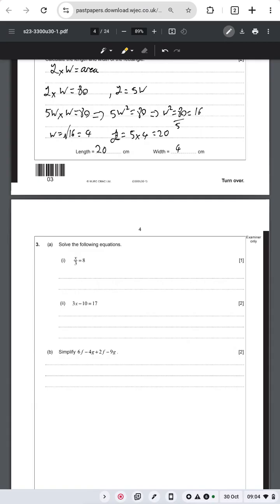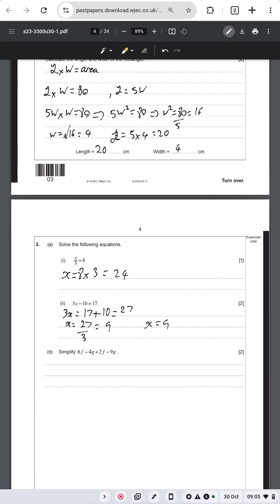Solve the following equation. So x is equal to, we're dividing by 3, which means we have to take it to the other side and change that to a times. So we're going to have 8 times 3, which is 24. On this next one, we have 3x minus 10 is equal to 17. First of all, we're going to bring all the numbers to the same side. So we have 3x is equal to 17. To bring the 10 to the other side, it's going to swap sign because it's subtracting. It's going to become plus. So that is equal to 27. So x is equal to 27 divided by 3, which is 9. So x equals 9.